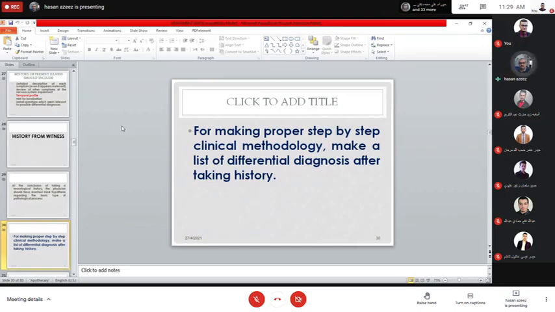Zuhair Qasir, may God have mercy on him, was a GIT specialist. He said if you finish taking history without a proper list of differential diagnoses, this is a clear marker that the history is wrong, or not enough, or whatever. But definitely this is not proper. This makes you sure that this step is done in the proper way.